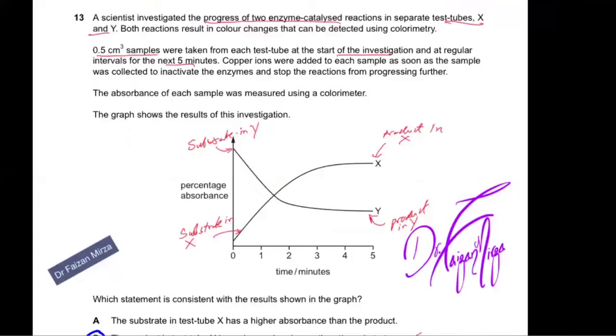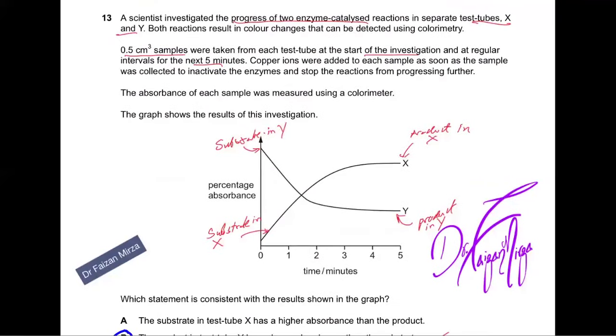A scientist investigated the progress of two enzyme-catalyzed reactions in separate test tubes X and Y. So X and Y are both two separate test tubes. Both reactions result in color changes that can be detected using colorimetry. 0.5 cm cube samples were taken from each test tube at the start of the investigation at regular intervals for the next 5 minutes. So for 5 minutes, you can see the trajectory of both test tubes, X and Y, shown to you with the percentage absorbance.